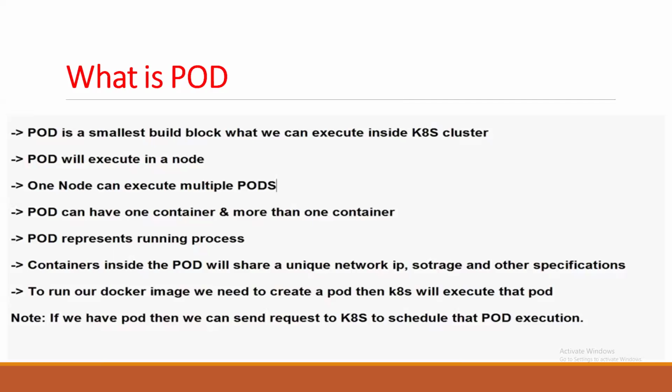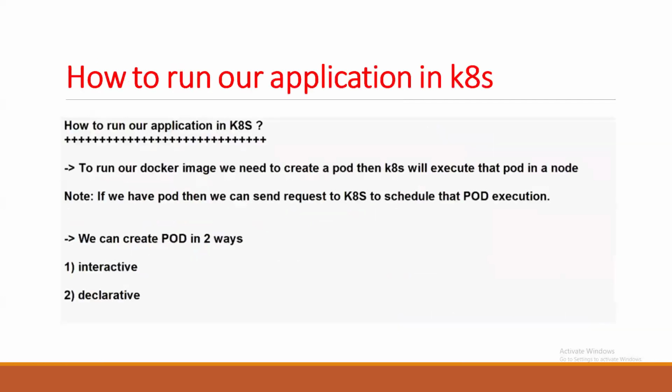So to run our application, to run our Docker image, we need to create a pod. Then we can send a request to the scheduler for that pod's execution. So how do we run our application in Kubernetes? To run our application Docker image, we need to create a pod. Then Kubernetes will execute that pod on a single node. Now that we have a pod, we can send the request to Kubernetes to schedule that pod's execution.